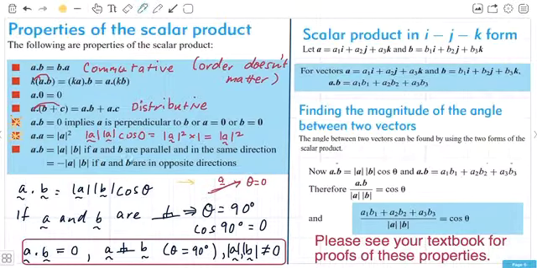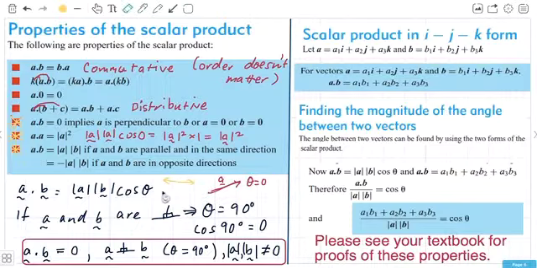This one here tells you if A and B are in two opposite directions and parallel, that you end up with negative the modulus of A times the modulus of B. So this one here at the bottom, that's a great one. Try and prove to yourself why those two situations occur and how you actually end up with those answers.